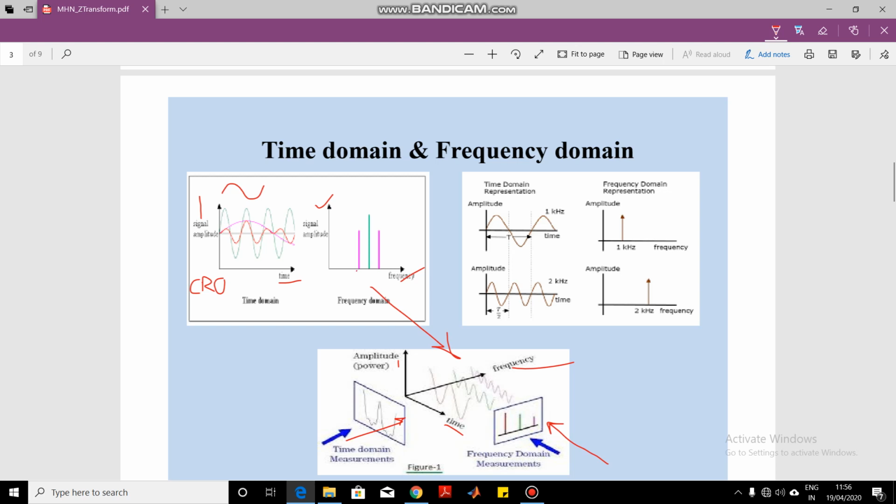So this point is corresponding to one particular frequency, this is corresponding to another frequency, this is corresponding to another frequency, and whatever is the amplitude of these signals, whatever the oscillations are there, their amplitudes are determined by these signal values. So in this way we can observe the signals in the frequency domain.